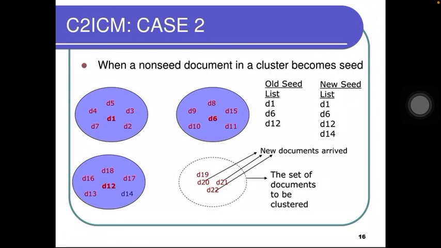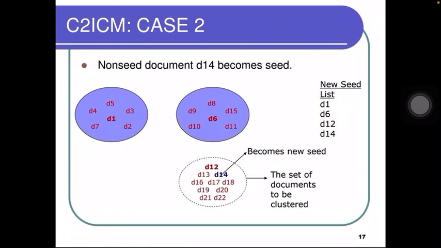In case 2, when a non-seed document in a cluster becomes seed, the set of documents to be clustered in the fourth cluster is D19, 20, 21, 22, and the new seed list is D1, D6, D12, and D14. Non-seed document D14 becomes seed, so D14 and D12 are the new seed list. The cluster adds the fourth cluster and the third cluster.